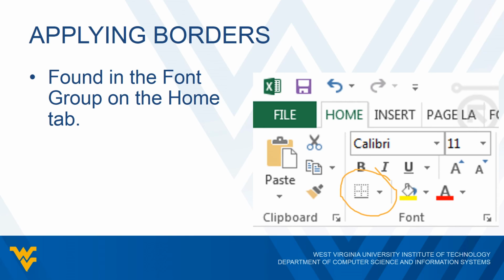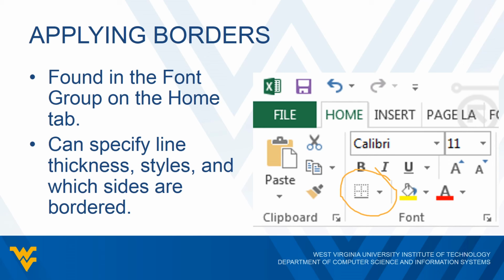So this will allow us to specify line thickness. It allows us to specify styles, so whether we want solid lines or dashed lines or even dotted lines, or even thick lines or double lines. There's all sorts of styles out there, and we can even choose which sides are bordered. So if you want just the left border or the right border or a box or some other combination, we have all those options available to us.